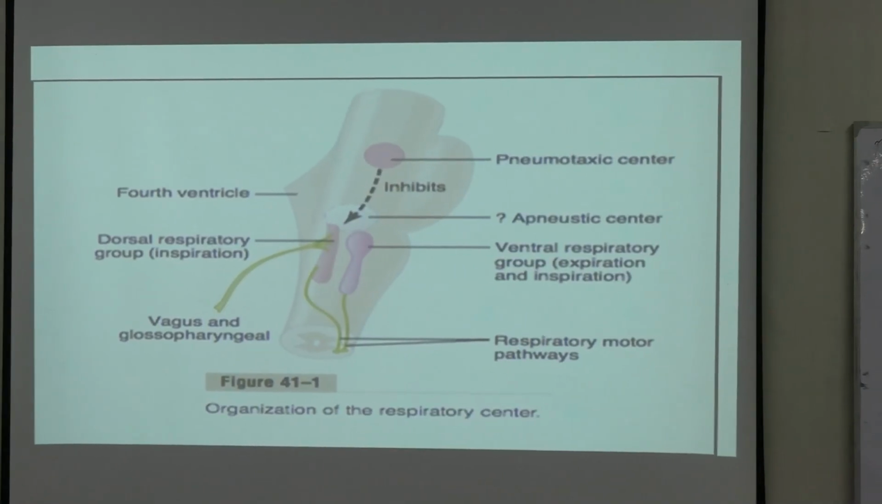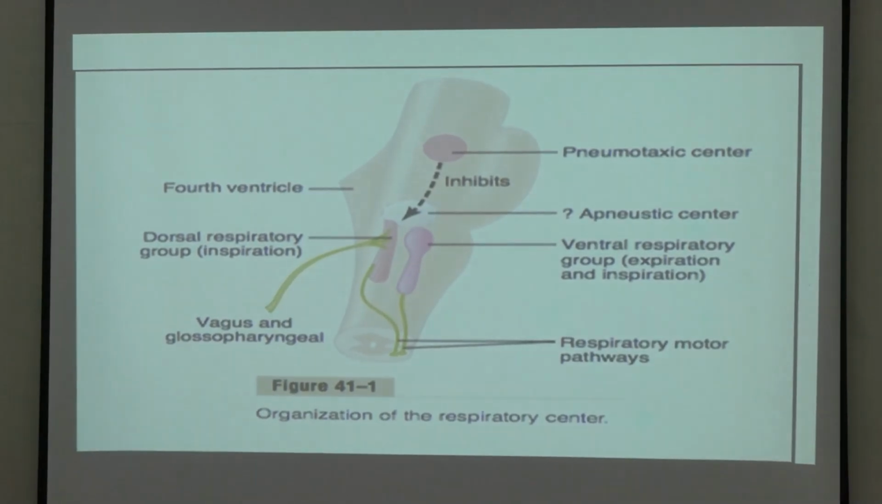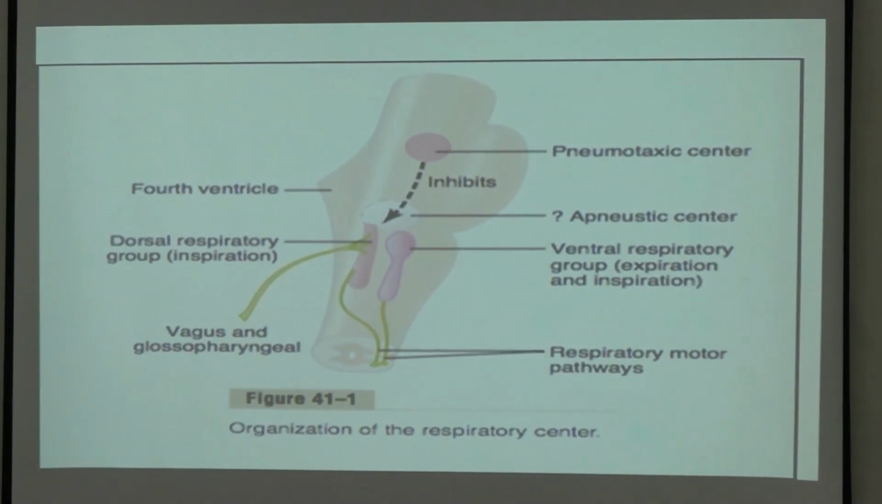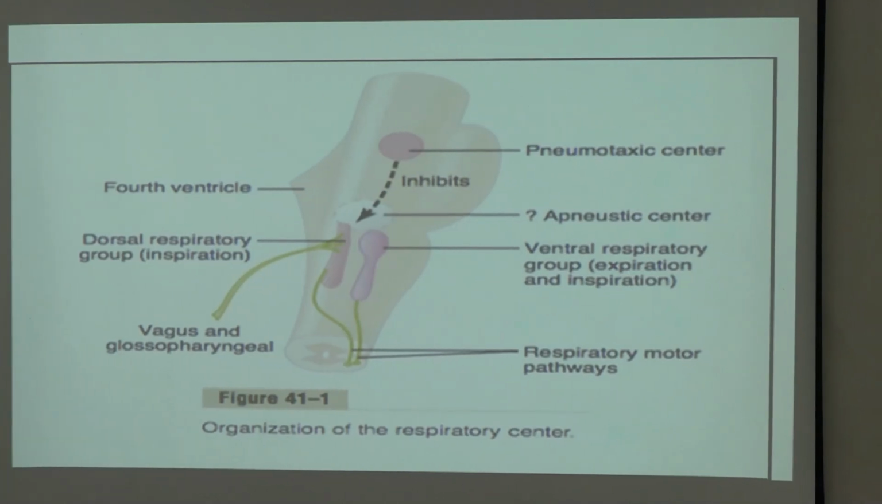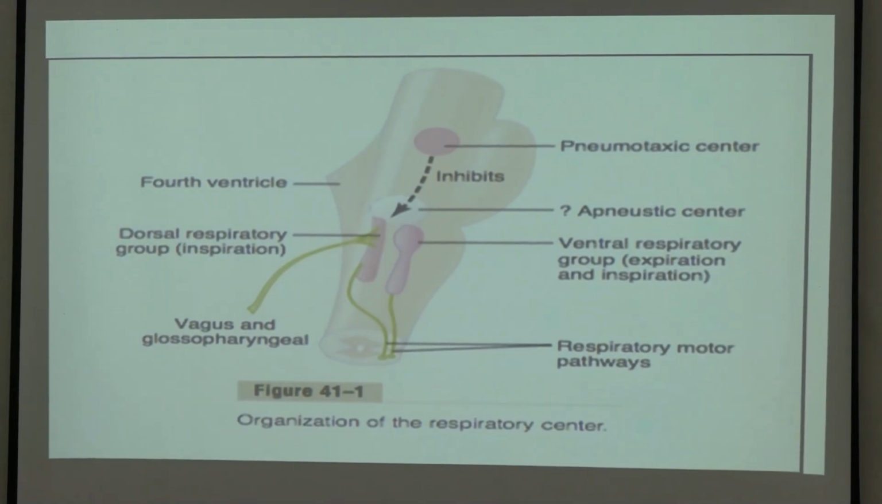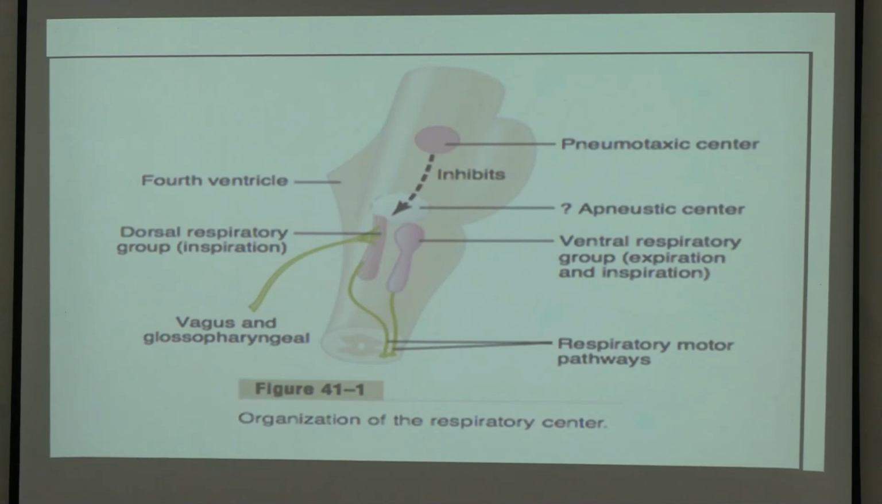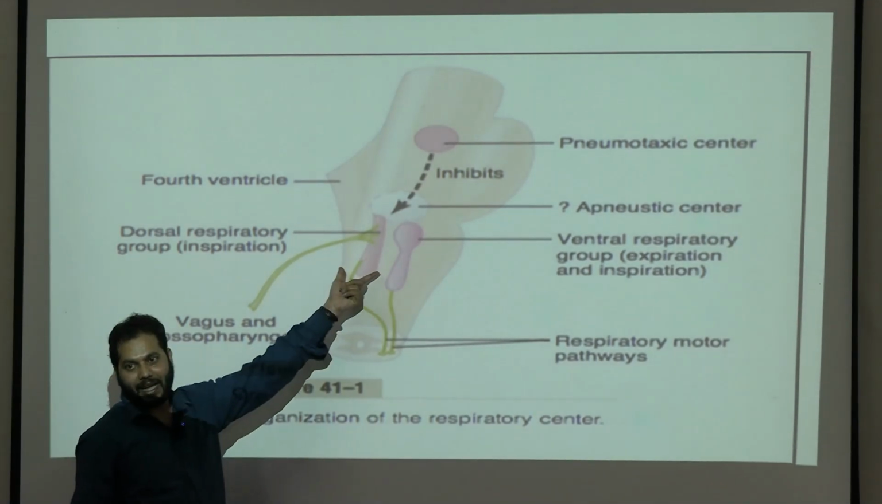And after the sessions, maybe I'll ask some random questions about the locations of different groups of neurons. See, as I mentioned, the role of the pneumotaxic center and apneustic center. We also can see, as I mentioned, the two areas, right?